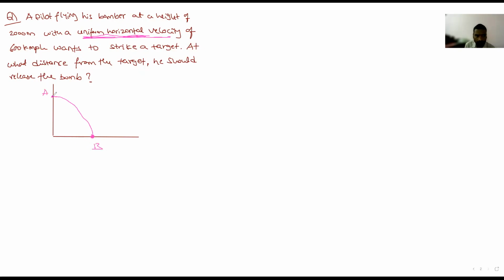How much is the uniform velocity? Velocity is given, u is equal to 600 kmph. Then he has given the vertical height. What is this height? It is 2000 meter, that is h is given. What is he asking? At what distance from the target should he release the bomb? The pilot is going on the plane, he has seen the target. At what horizontal distance should he release the bomb?